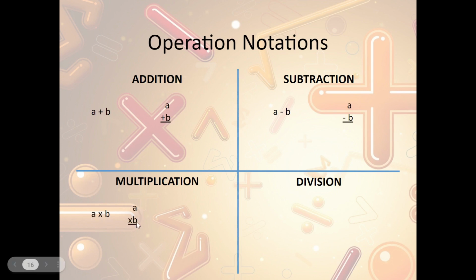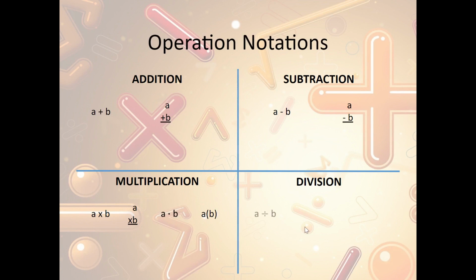It can be written as a times b stacked, like this. It can be written as a times b with the little dot, or it can be written as a times b with the parentheses. So anytime you see them pushed together, that means multiplication, so this is a times b.